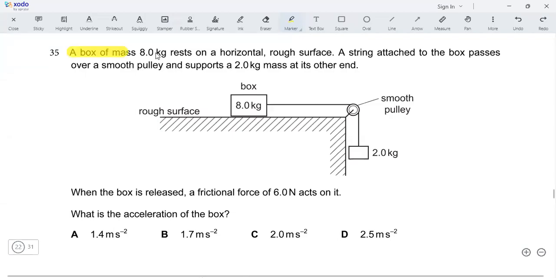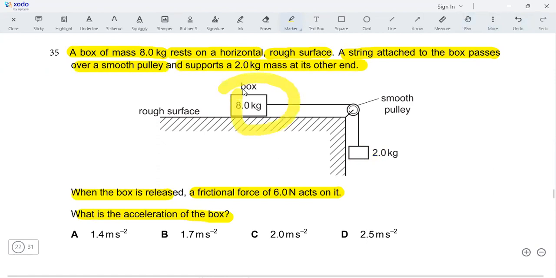A box of mass 8 kilograms rests on a horizontal, rough surface. A string attached to the box passes over a smooth pulley and supports a 2 kilogram mass at its other end. When the box is released, a frictional force of 6 Newton acts on it. What is the acceleration of the box?